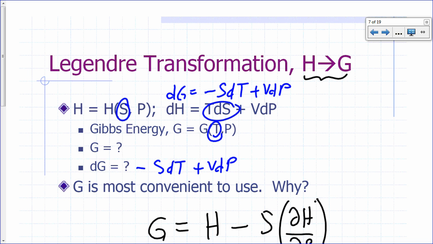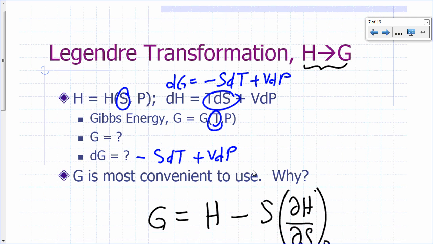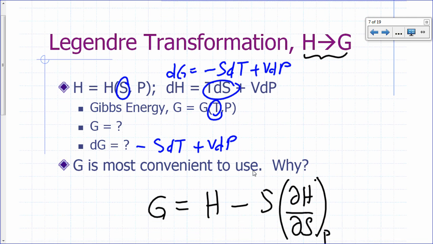Why? G is Gibbs energy. You've encountered this in freshman chemistry, and so this is something you know that we use a lot in chemistry. Why do you think that is? Why is it so convenient to use that function? Look at your independent variables. Temperature and pressure, things we're very familiar with, things we can easily control or measure in the lab.